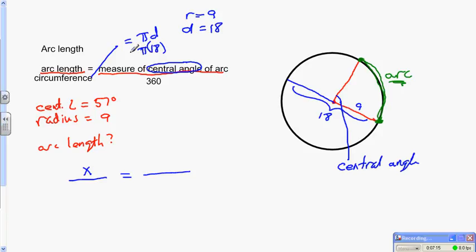Now if you take pi times 18, then our circumference should be around 56.5. Measure the central angle, 57 degrees. And this is always 360. Cross multiply, and the arc length should be about 9. Okay, I did not give you a unit again, so let's say it's 9 feet for radius. So your arc length would be about 9 feet. It doesn't always work out that way. In this case it did. I think the actual answer was 8.9, but I rounded.